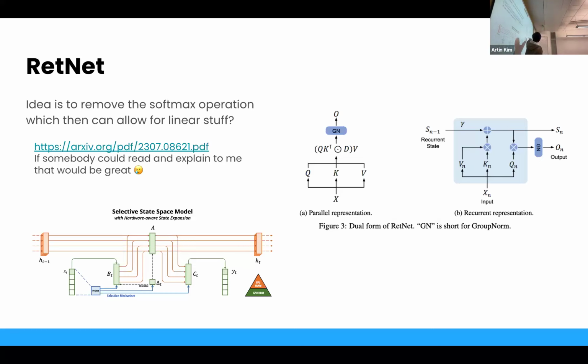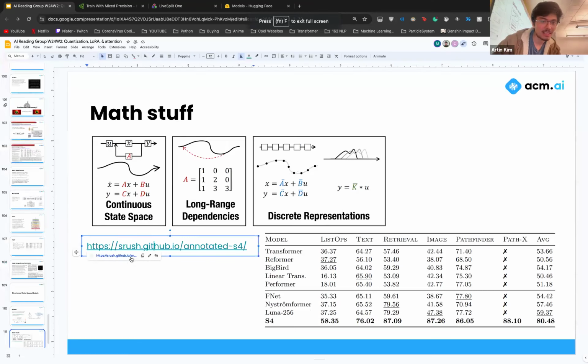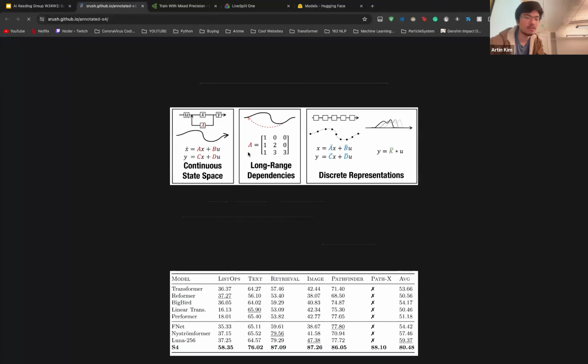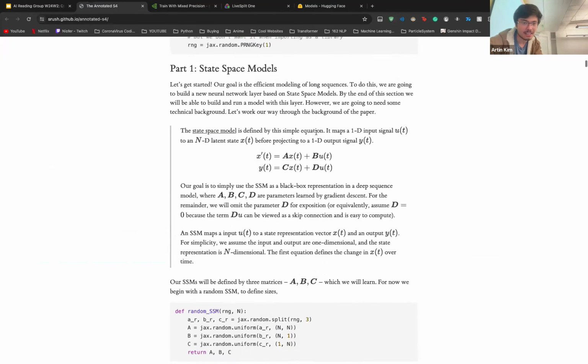At training, you can still do parallel, but at inference, it's linear in memory. How are they doing that? They're doing it through, again, a lot of math. This is control theory. It's state space models.